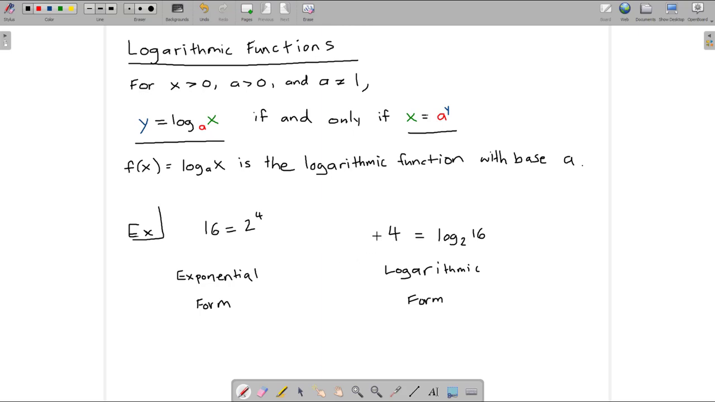And so the way to read this is, 2 to the what power is 16. So just keep in mind that logarithms help us solve for exponents. That's their main purpose.